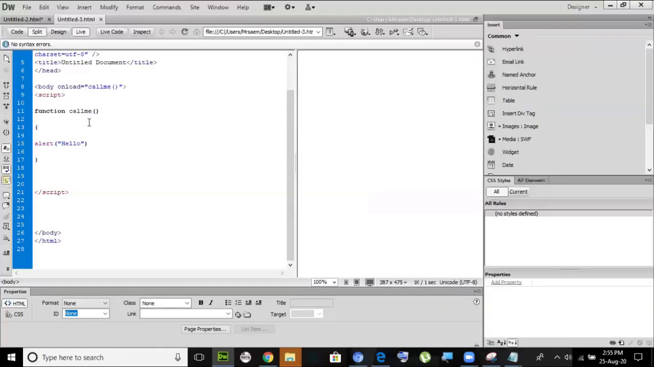It appears by itself. Why is it appearing? Because I've defined over here that when my page loads, on loading of the page, right away go and trigger the call me function. So functions are obviously very important. They can have lots of things done inside functions. This is where object-oriented programming language begins.